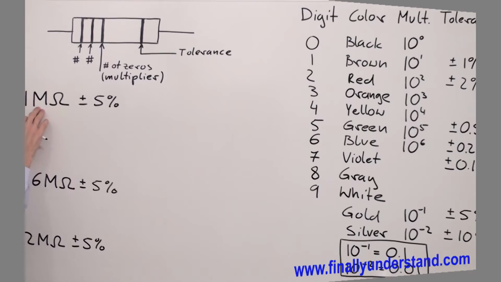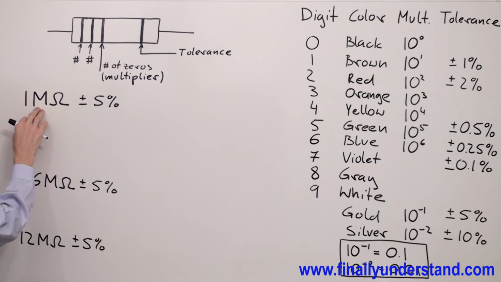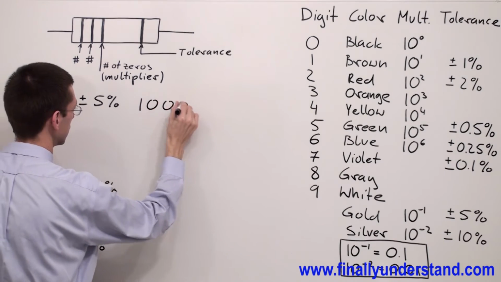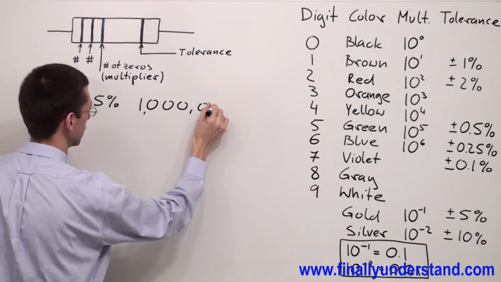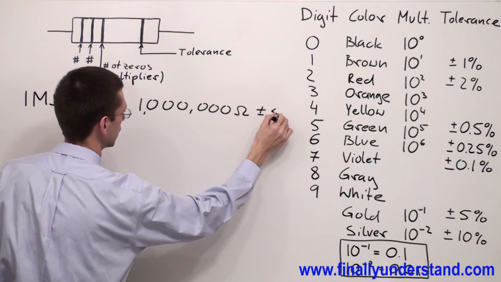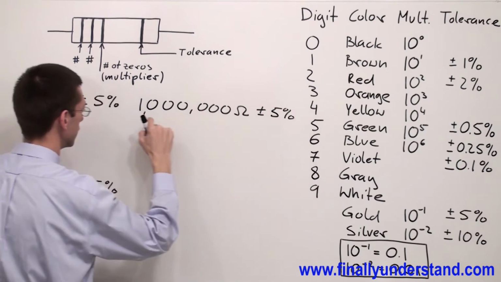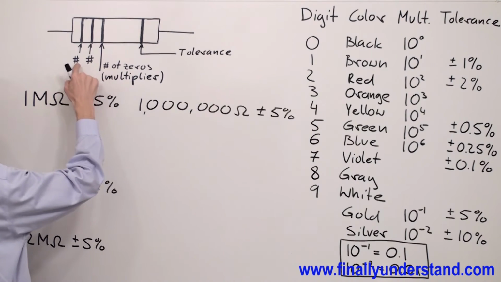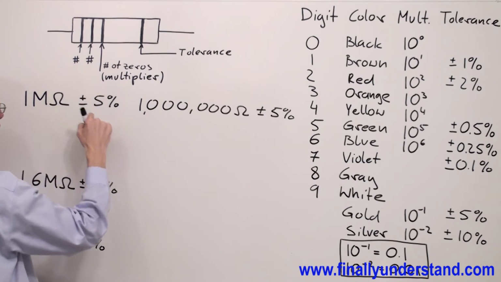This time we are going to deal with mega ohms. Meg represents million. So I have 1 million ohms plus minus 5%. The very first digits are represented by these two bands.